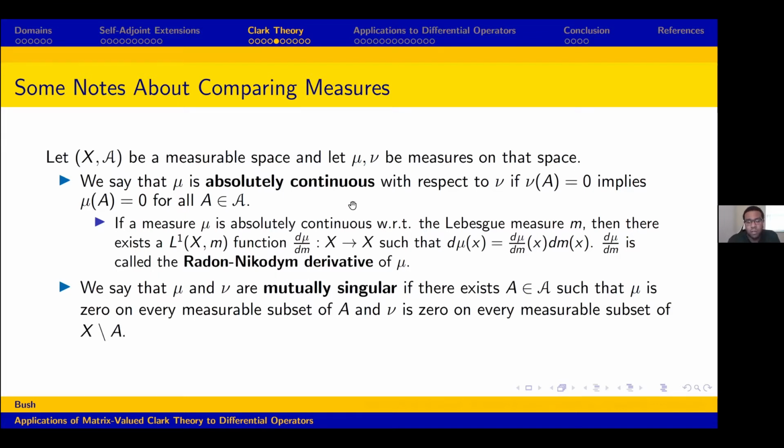And the other main way that two measures can be compared is mutual singularity, which means essentially that there's a set A in your sigma algebra such that, say, mu is zero on every measurable subset of A, and nu is zero on every measurable subset of A complement. Then those two are mutually singular with respect to each other. So in other words, they see completely different information.